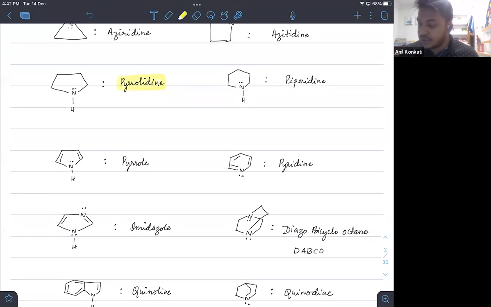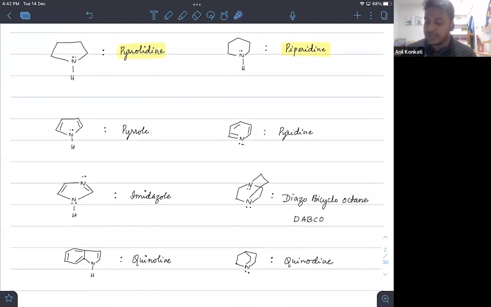So I would suggest you better remember pyrrolidine and piperidine. In pyrrolidine, if you make it a double bond and make it aromatic, then it will become pyrrole. And in piperidine, if you make it double bonds and make it aromatic, then it will become pyridine. So this is pyrrole and this form is pyridine.